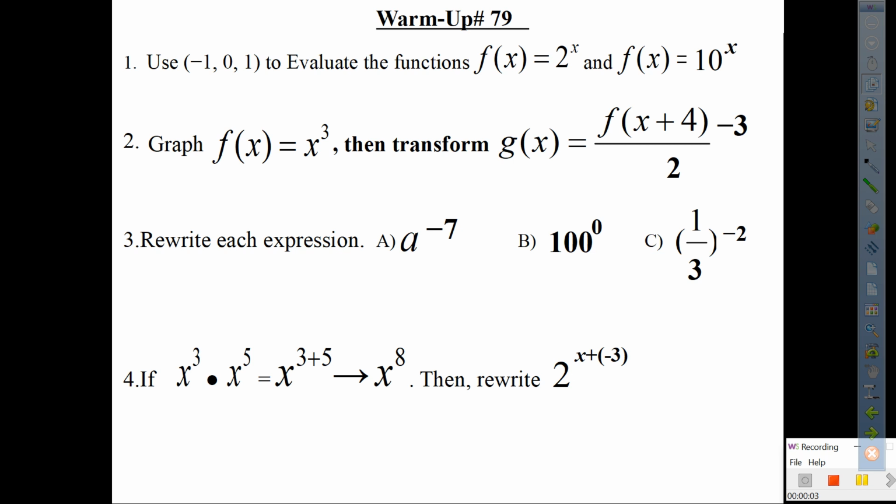Number 2 reads, graph f of x equals x cubed and transform according to g of x equals f of (x plus 4) over 2, and at the end minus 3. Number 3, rewrite each expression, a to the negative 7 exponent. Part B is 100 to the 0 exponent. Part C is 1/3 in parentheses to the -2 exponent. And number 4, if x to the 3rd times x to the 5th is x to the 8th, then rewrite 2 to the exponent of x plus -3. I'll give you some time for that.